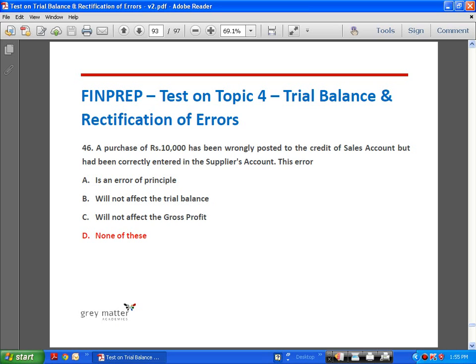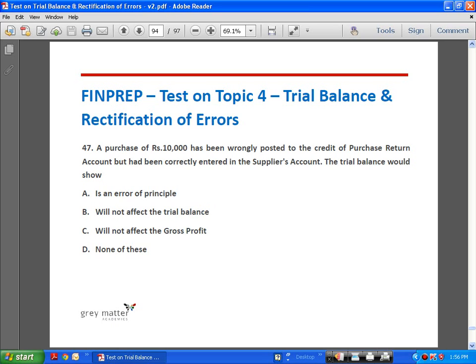So when we make a purchase, we will debit purchases and credit the supplier's account. But here, sales account has been credited and supplier's account has also been credited. There is no debit. So this will definitely affect the trial balance. The debit side will be shorter than the credit side. It will affect the GP because the sales is getting inflated, and so the answer is D, none of the above. Next, question number 47.